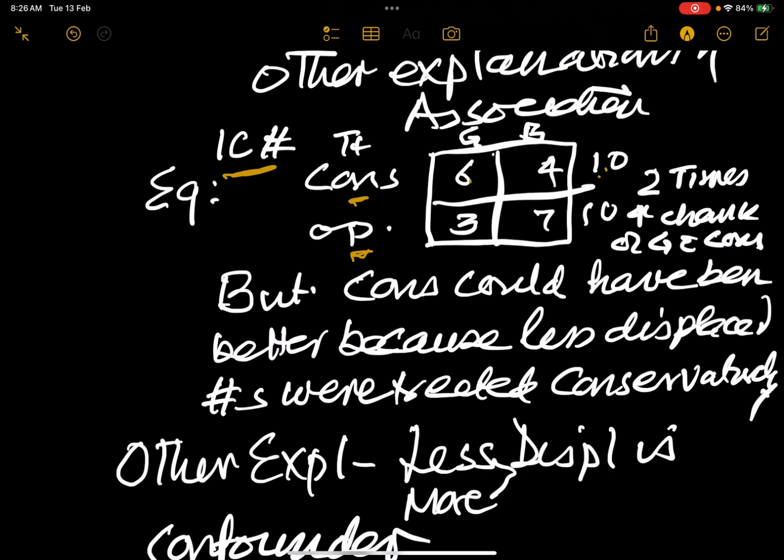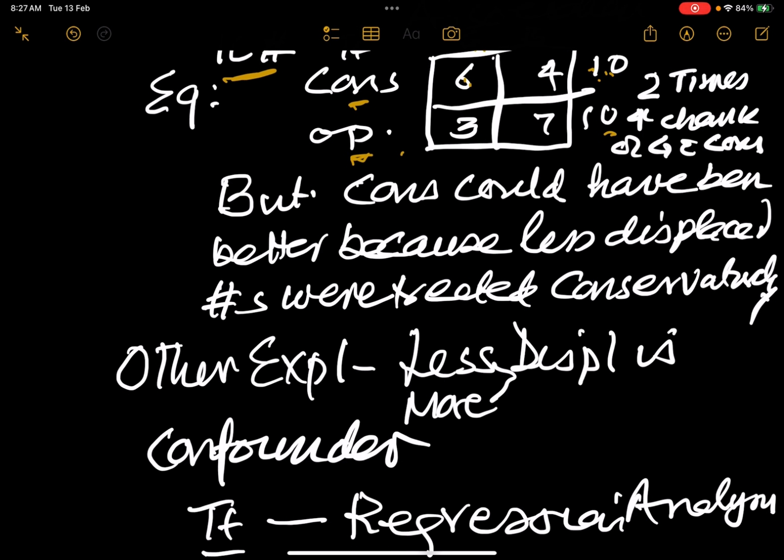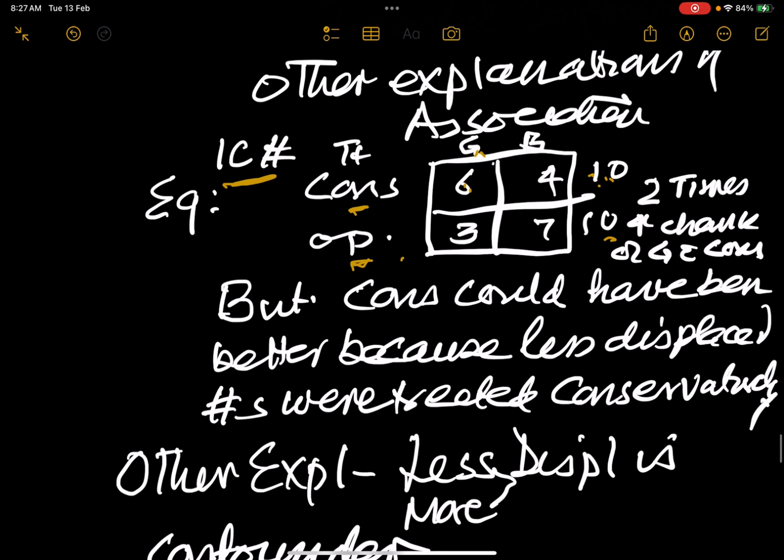I said that 6 out of 10 patients in the conservative treatment had good results, and 3 out of 10 in the operative group had good results. So there's a 2 times greater chance of good results with conservative treatment. Treat them conservatively. My resident got another paper and it said that the conservative group had less displaced patients. There were more undisplaced patients in the conservative group, and the operated were operated because they were more displaced. So it's the difference in the less and more displacement that explains the good results in the conservative group.